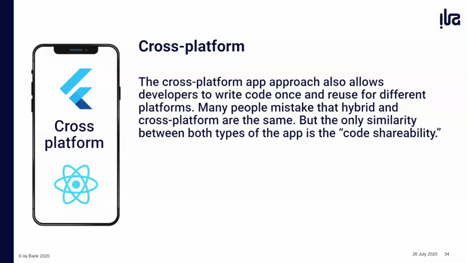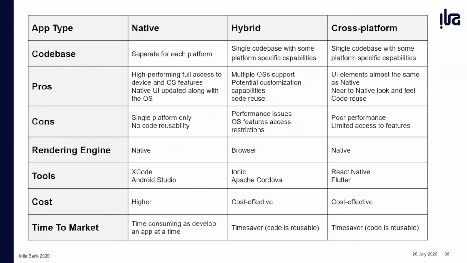What are the differences between them in this slide? So here we listed all types of mobile applications: native, hybrid, and cross-platform. Let's start comparing them based on code base. In native, you will have to create a project for Android and a different project for iOS. So we will have two different projects to publish your application on Android and on iOS.